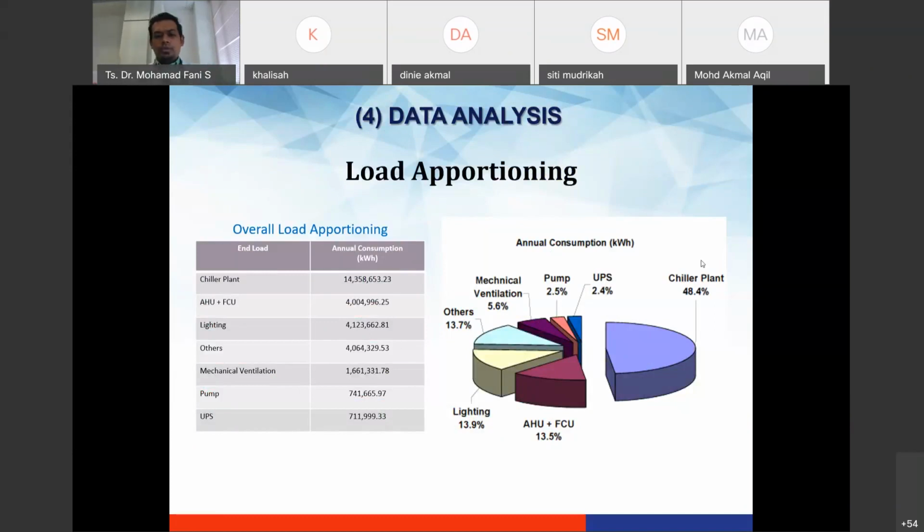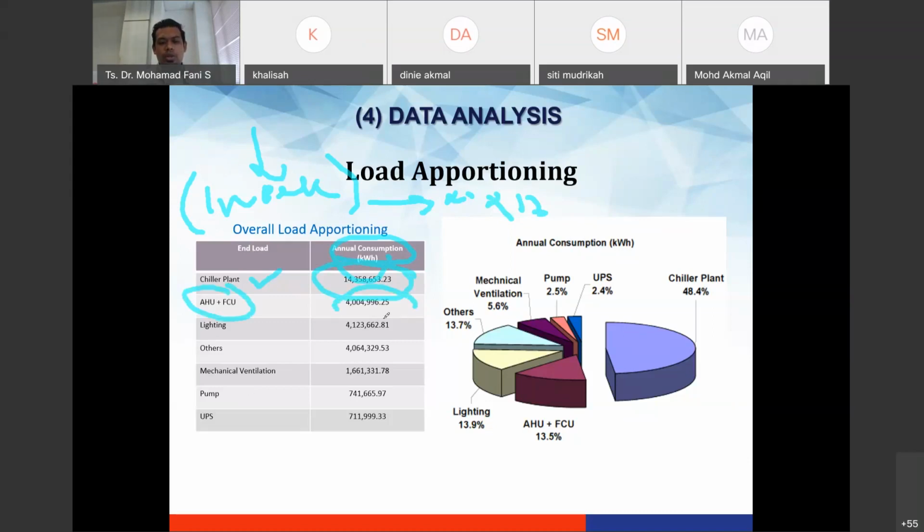So when it comes to data analysis, for example here, we get the data for the chiller plant and come out with the annual consumption. Basically, the auditor measures this chiller plant consumption for at least 1 week. This is a standard energy audit procedure by the Energy Commission, at least 1 week for a commercial building. They get the data for 1 week, come up with 1 month, and multiply by 12 to get the annual consumption.